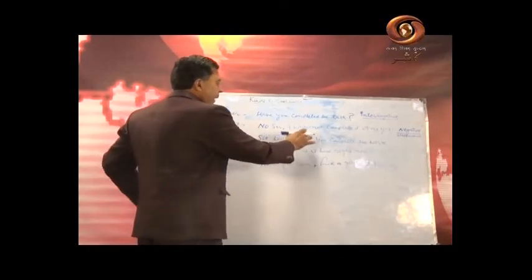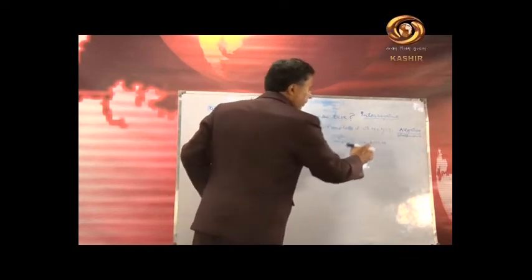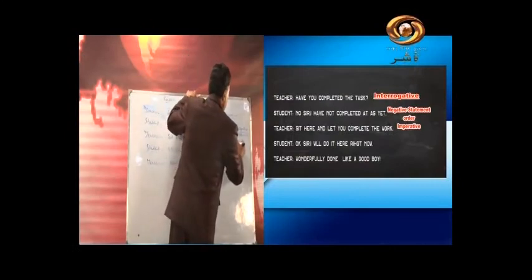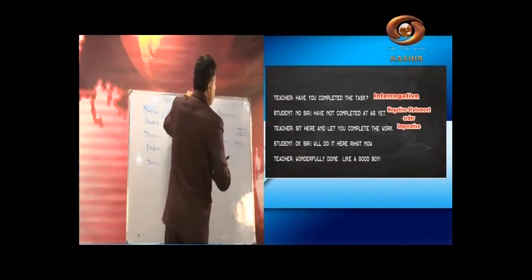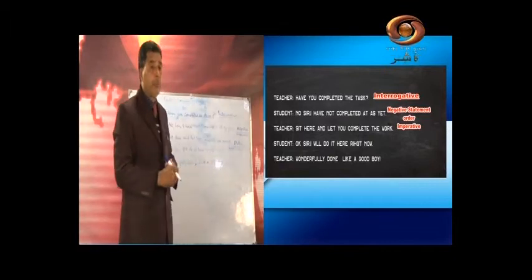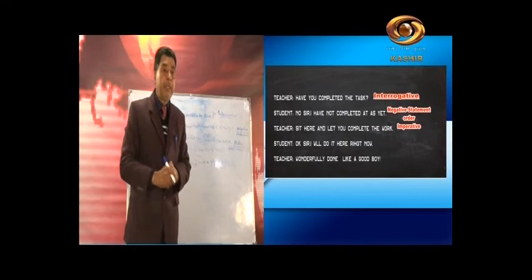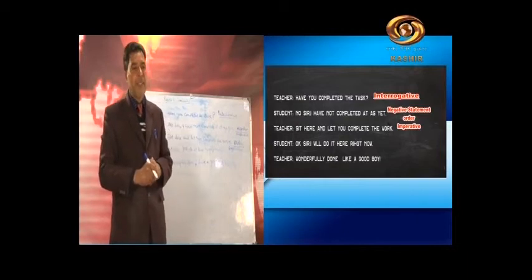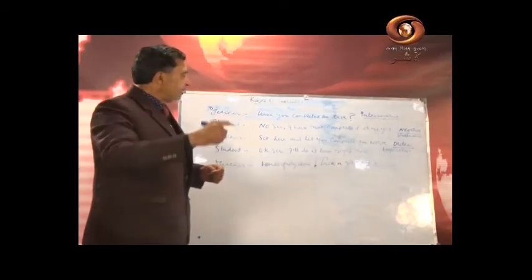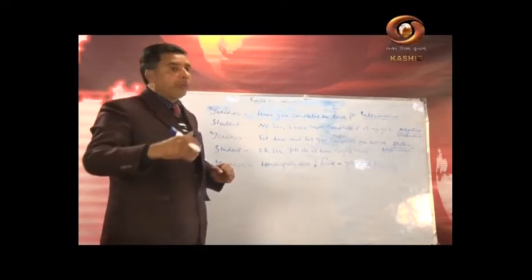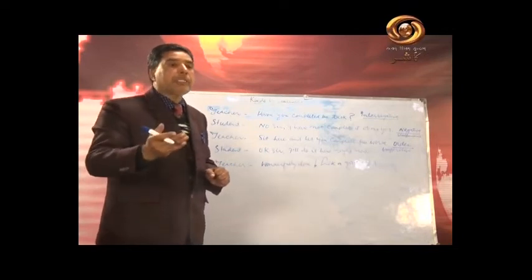"Sit here and let you complete your work." This is a sort of order or advice, we can say. So a sentence wherein you find order, advice, suggestion, request, these are imperative types of sentences. And here you find "sit here and let you complete the work," whether the teacher suggests it to him or orders him there. So this is an imperative type of sentence.